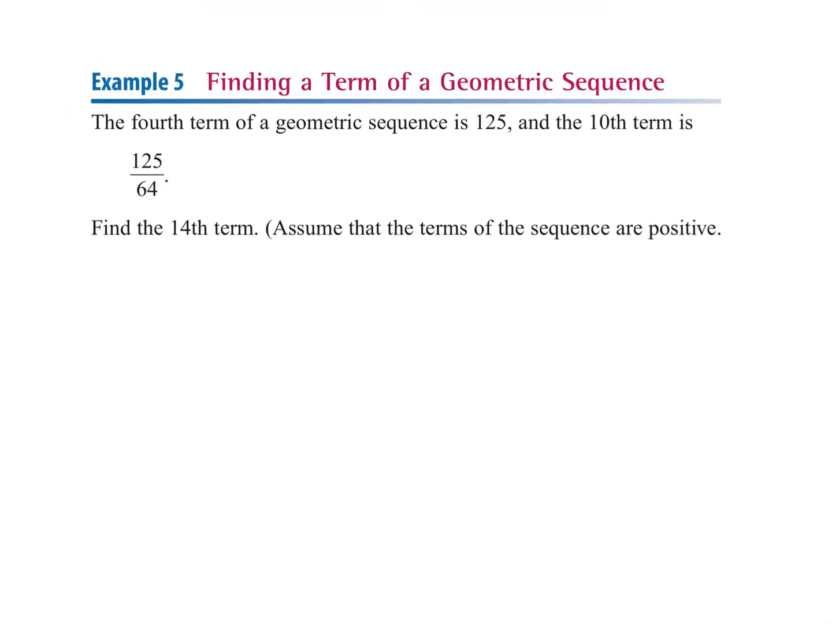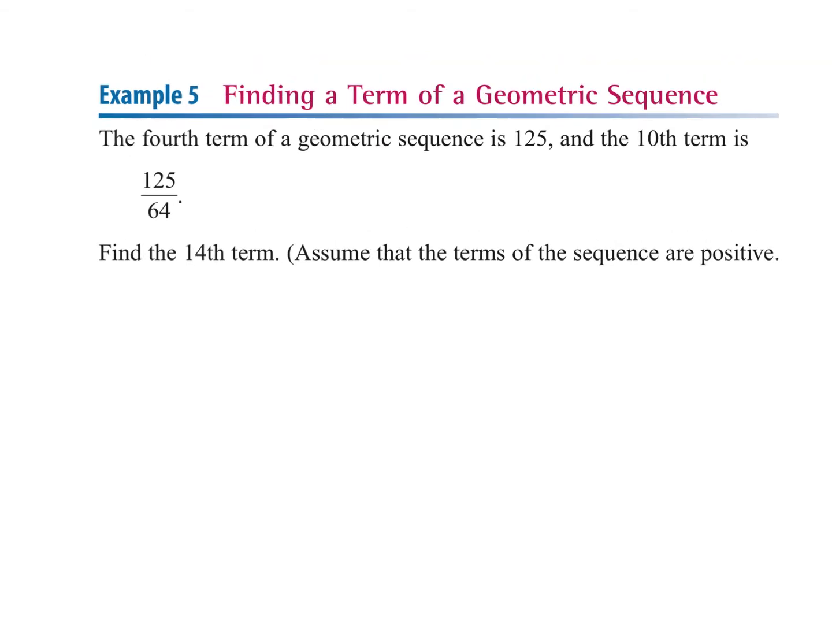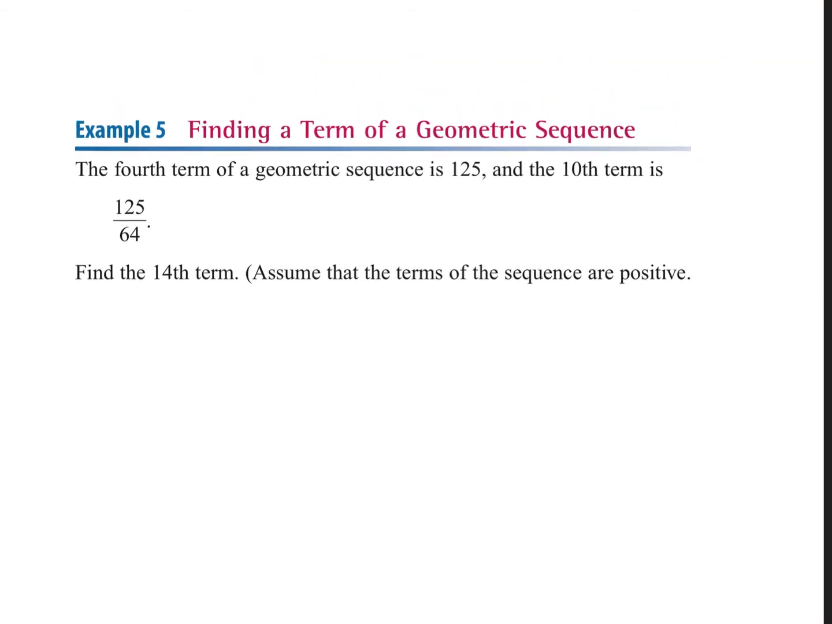All right, so example 5 is probably the hardest example that we would do from these 3 sections that we've been doing. It's going to give us 2 terms in our sequence, and we have to find another term. So it tells us that the fourth term is 125, so a sub 4 is 125, and the 10th term is 125 over 64, so a sub 10 is equal to 125 over 64.